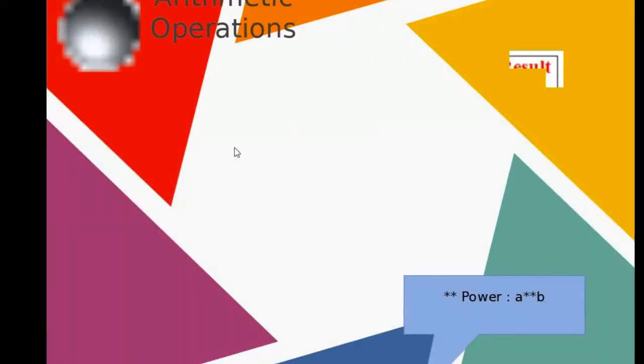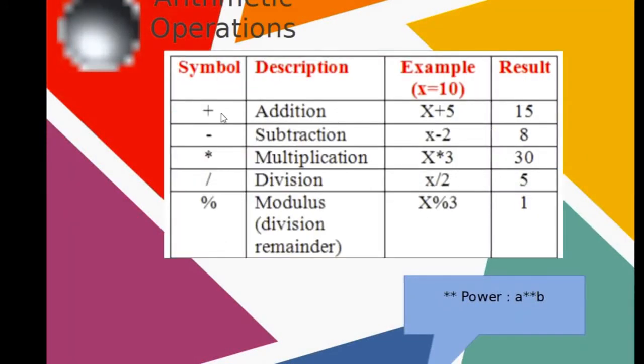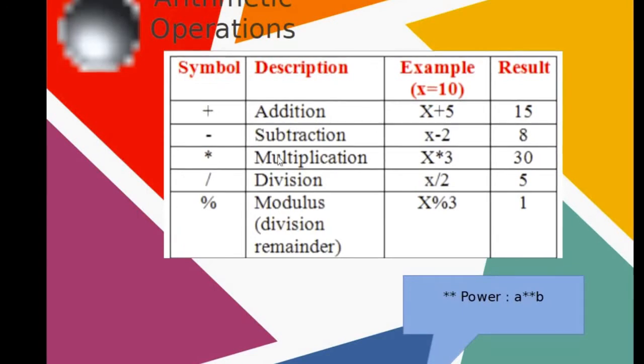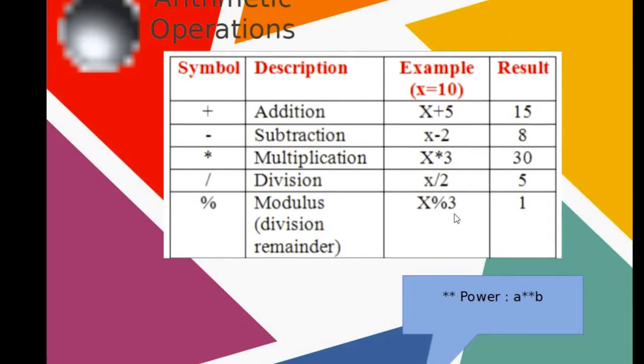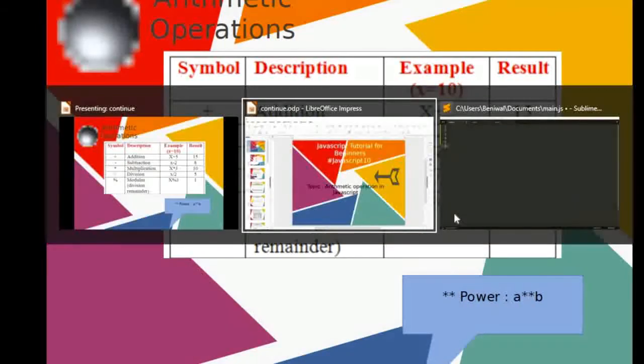In JavaScript we use the plus sign for addition. For example, when we have x equal to 10 and we do x plus 5, we get 15. For subtraction we have the minus sign, the star symbol for multiplication, and the division sign for division. We also have modulus, the percent sign. This is for modular division, which gives the remainder after dividing the variable. So let's go ahead and start.